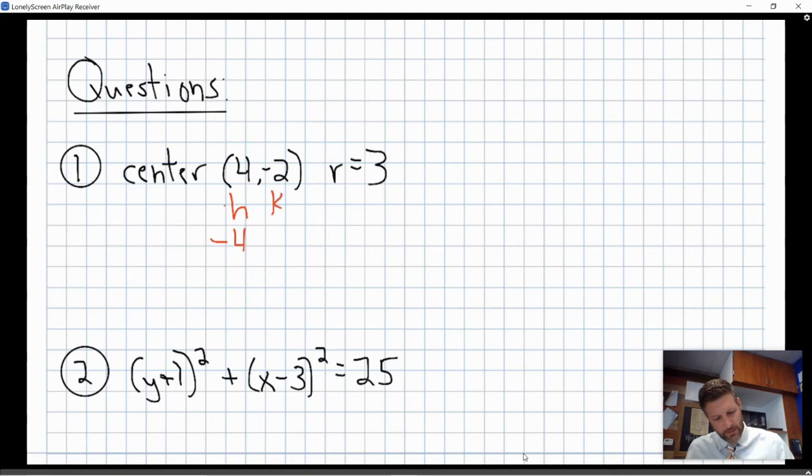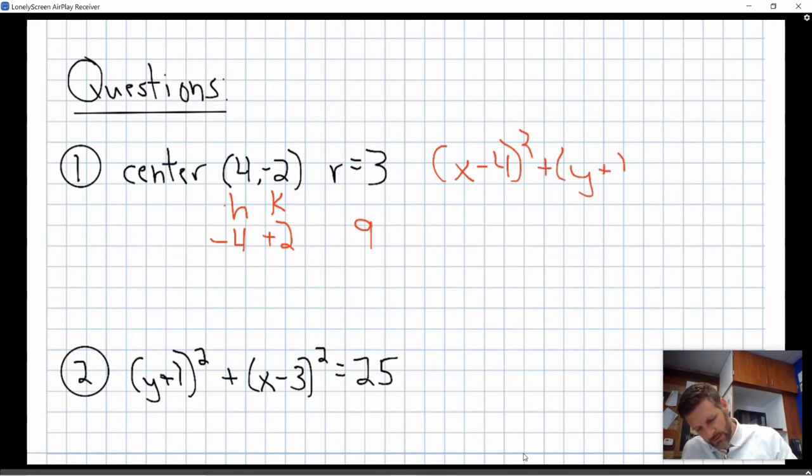And then my k is right here. That is the -2. That means I'm going to have it go 2 down, and so I need a +2 there. And then if my radius is 3, the whole equation is going to equal 3 squared, or 9. And so I can write this equation: (x - 4)² + (y + 2)² = 9. And there's my equation. Right there I can see that the center of the circle is (4, -2), and my radius is the square root of 9.